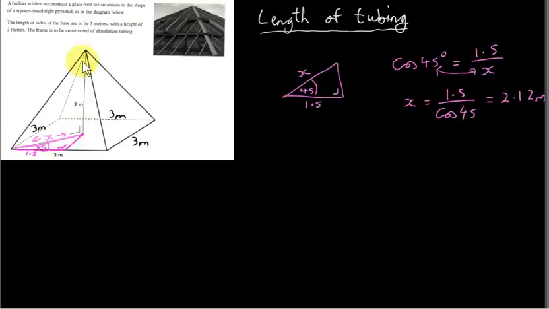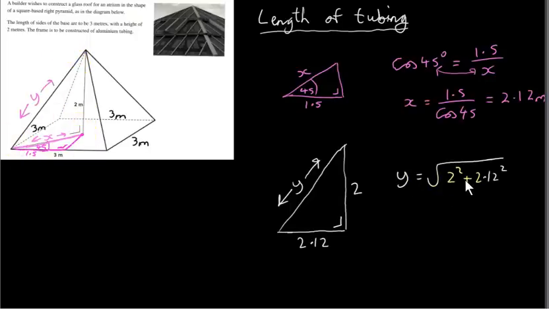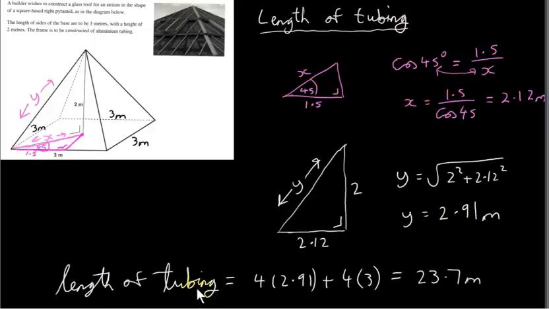So knowing what x is and what this distance here is, we can find the length of this edge here. We just use Pythagoras' theorem to find this distance here, which I'm calling y. To two decimal places, I get y equals 2.91 meters. So that's one of the slanted edges, and the four slanted edges have the same length. They have a length of 2.91 meters each. So to get the length of tubing, we multiply 4 times the length of a slanted edge, which is 2.91, and we multiply 4 by the lengths of the edge of the square base, which is 3, and I have an answer of 23.7 meters.